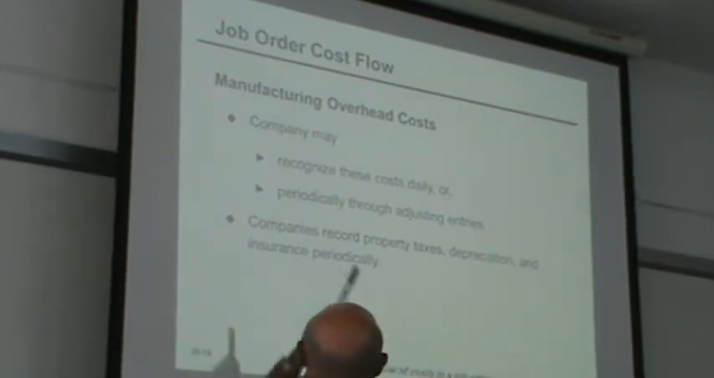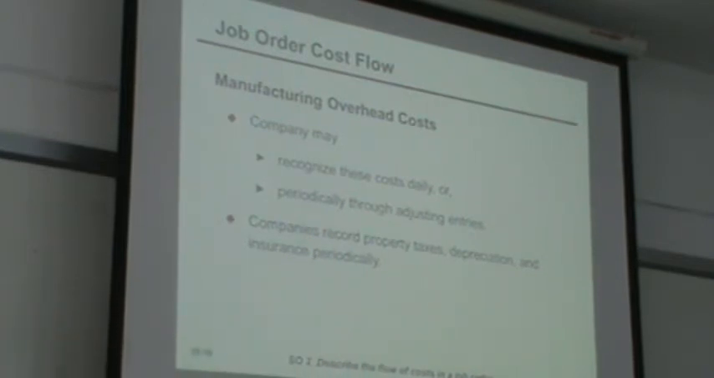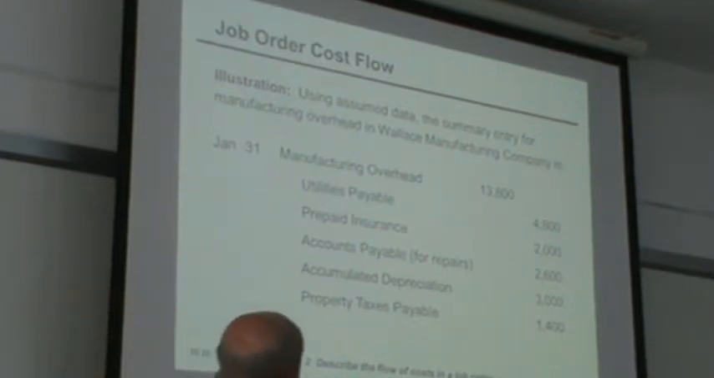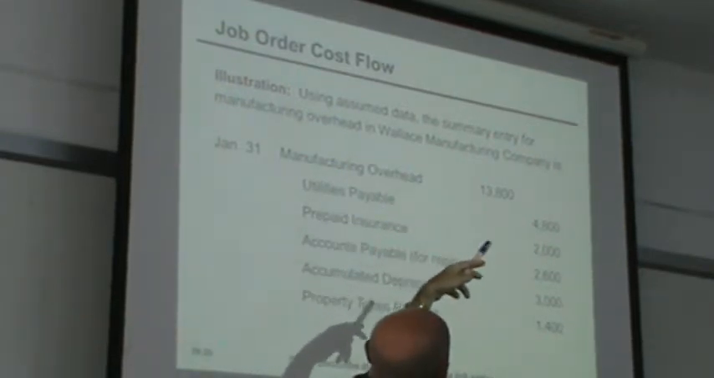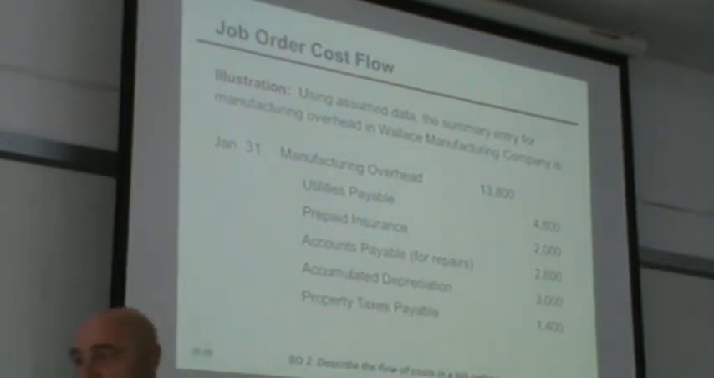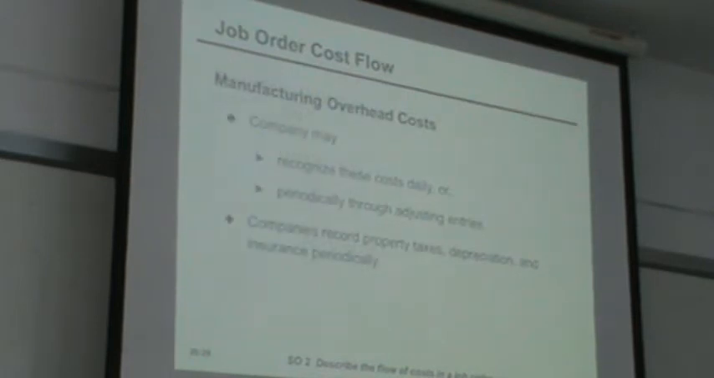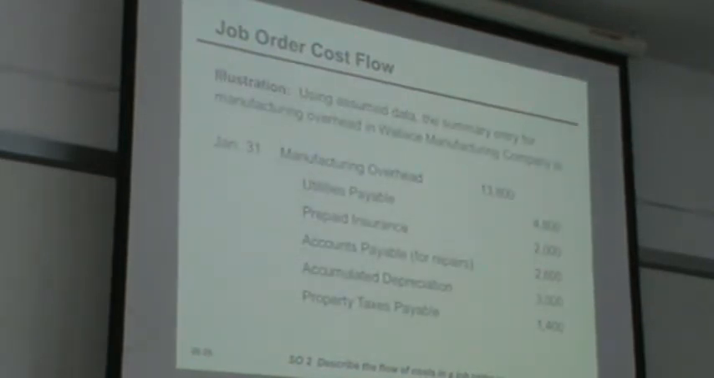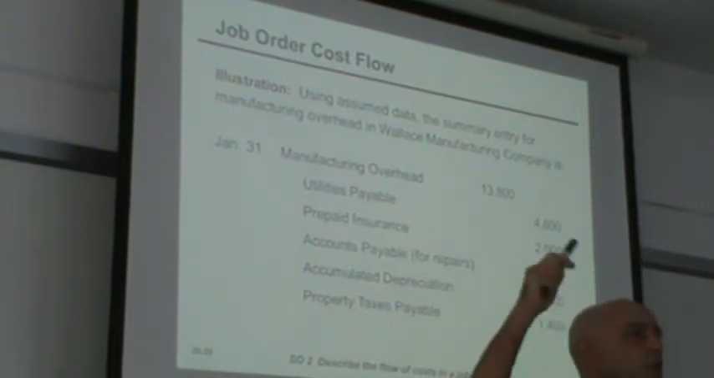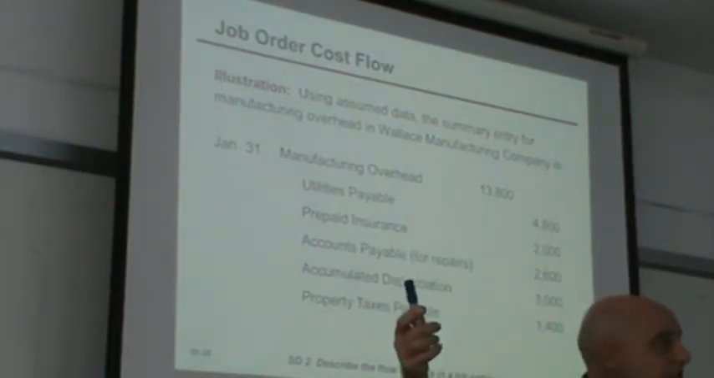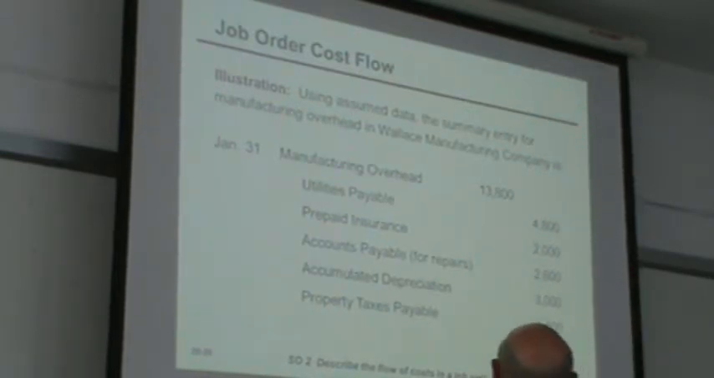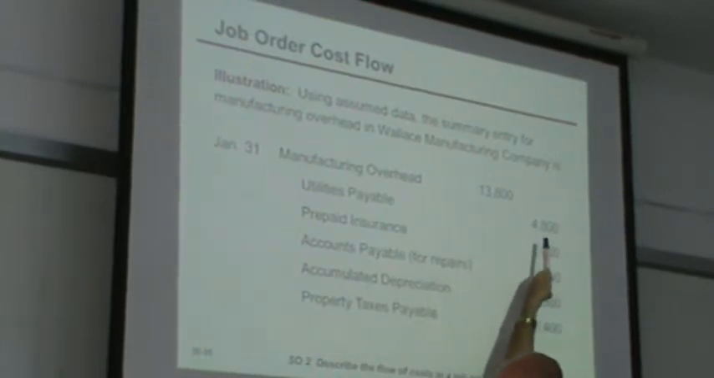Okay? So, let's see. Example. Using the data, the summarizing entry will be... I think they forgot to tell us what the problem is, right? Manufacturing, yes. So, they say utilities payable. This will be water, electricity, internet, telephone. Utilities payable is a credit.